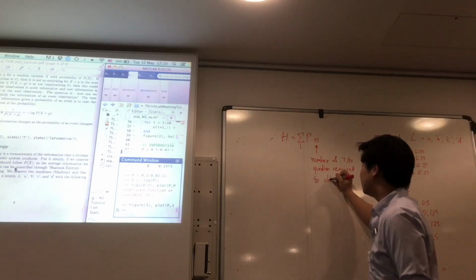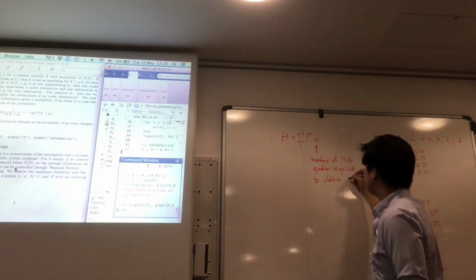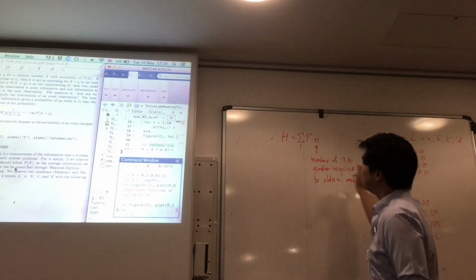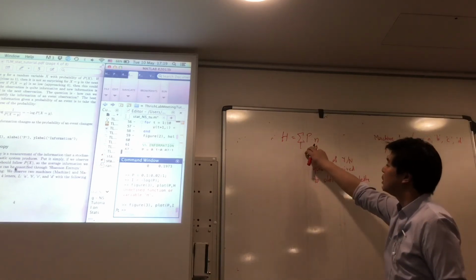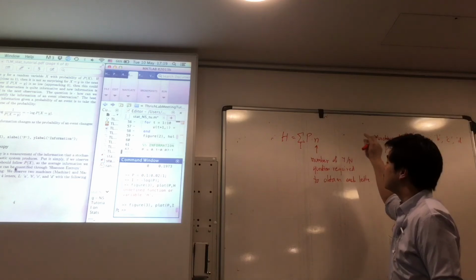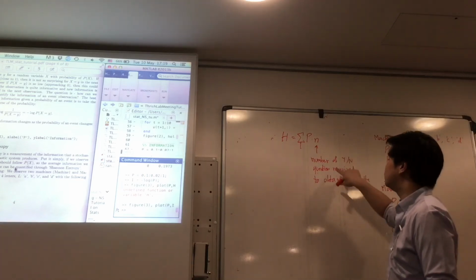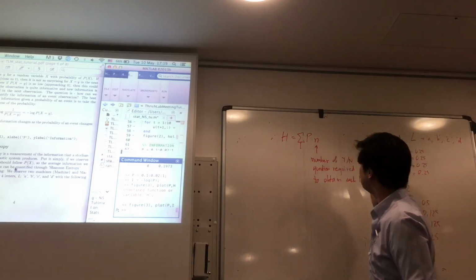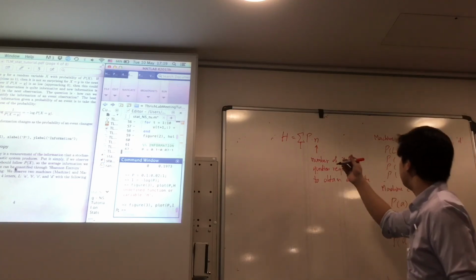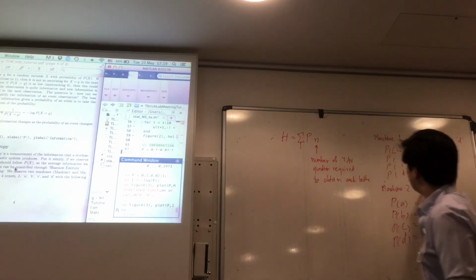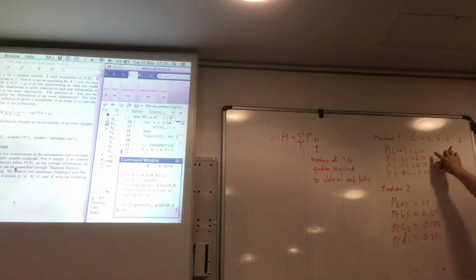So basically Shannon entropy is defined by this equation. It's the sum of the probability times the number of yes or no questions required to obtain each letter. For example, for machine 1, what is the number of yes or no questions that you need to ask to obtain A, B, C, and D?